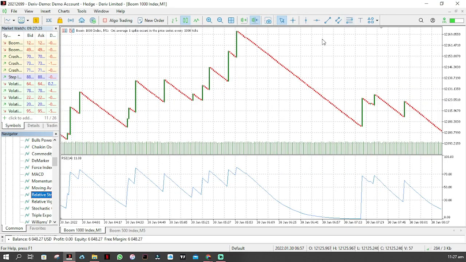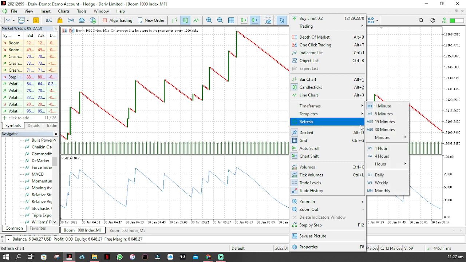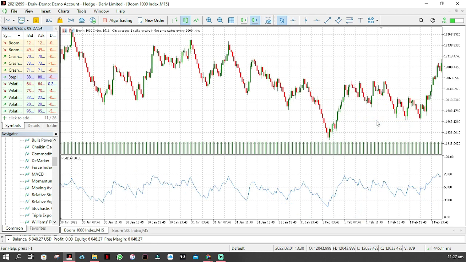Okay, so this is my MetaTrader 5 demo account. The first mistake you don't have to make is using the relative strength index on a 1 minute chart. The first thing you have to do, of course, is go to a higher time frame. The best one is the 15 minutes time frame. By the way, this is Boom 1000, and when it comes to Boom 1000, we buy to catch spikes. So let me just go to the 15 minutes time frame.